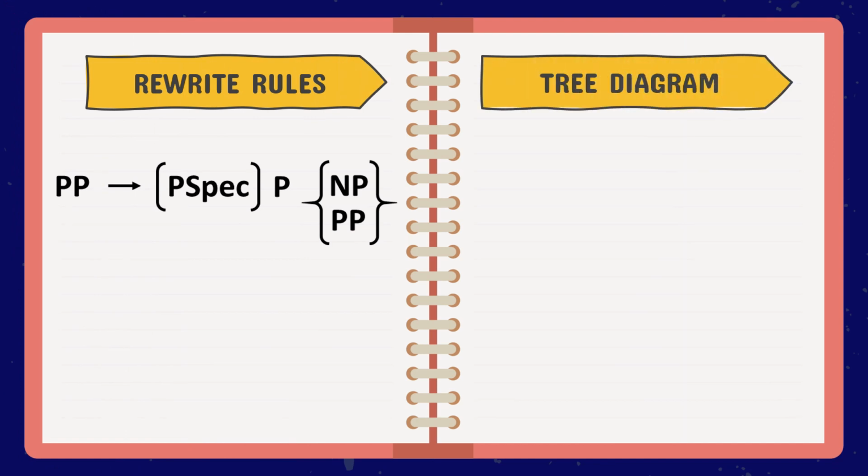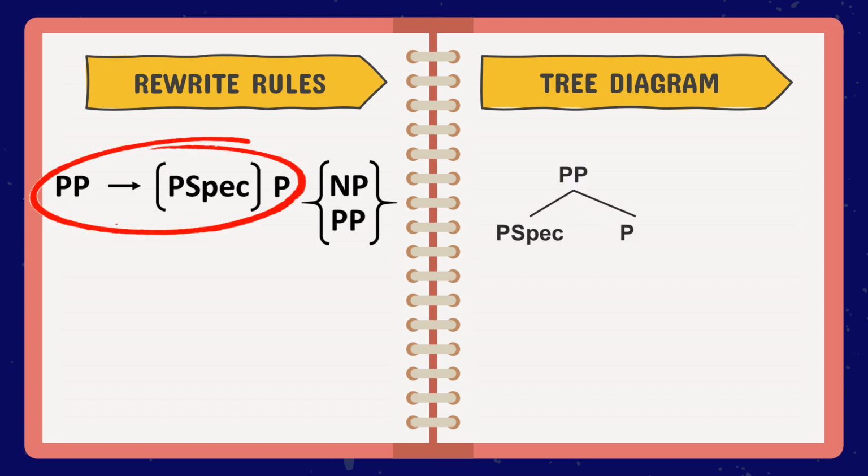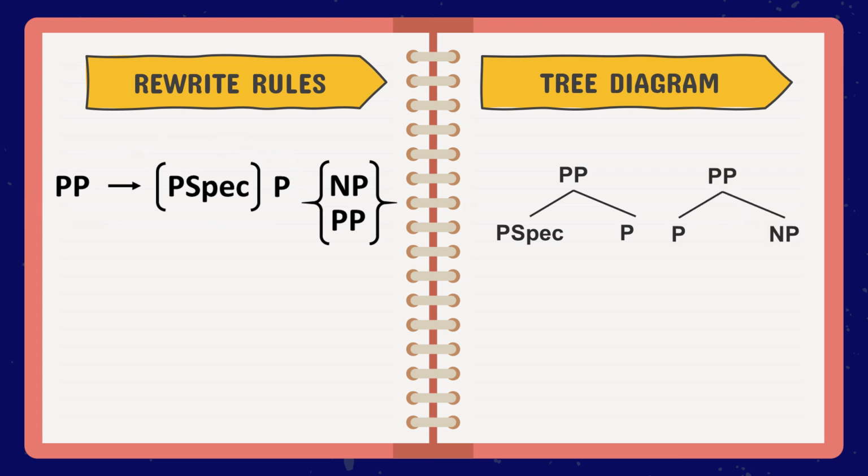The prepositional phrase structure rules are the following. The prepositional phrase consists of a prepositional specifier, which is optional, and an obligatory preposition. So that's our illustration. And a prepositional phrase consists of an obligatory preposition and a noun phrase. We can also have a prepositional phrase that consists of a preposition and a prepositional phrase.